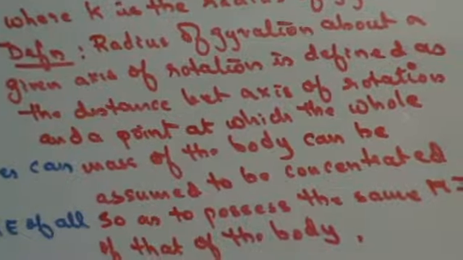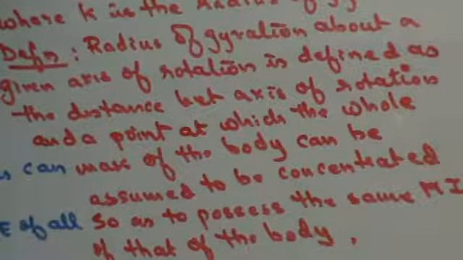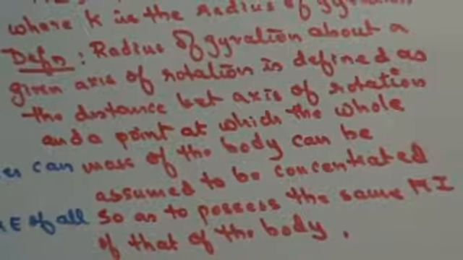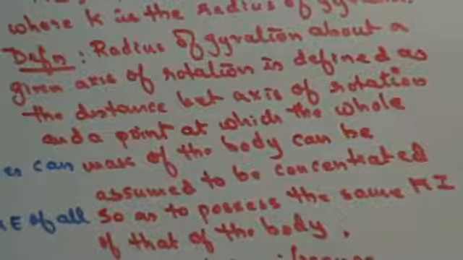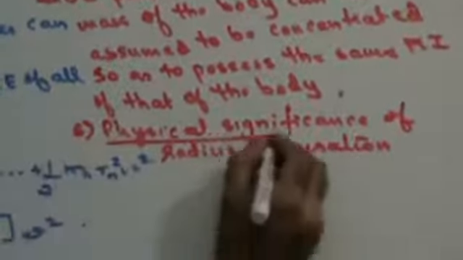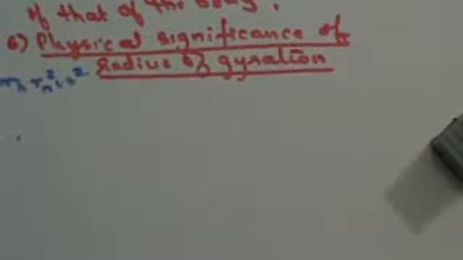So do we understand what is radius of gyration? Question: why do I want to study about radius of gyration? Physical significance of radius of gyration. I can say that moment of inertia of a body about an axis of rotation depends upon two factors. We've already discussed this: the mass of the body and the distribution of the mass of the body about the axis of rotation. Now, moment of inertia of a body can therefore be conveniently written as the product of total mass and the square of a particular length, and this particular length is called your radius of gyration.